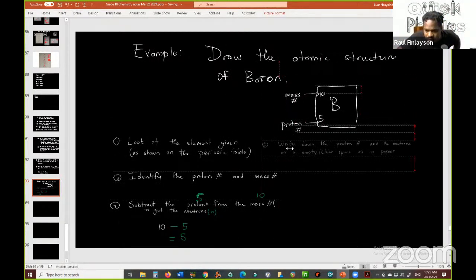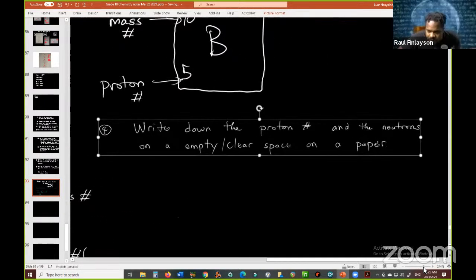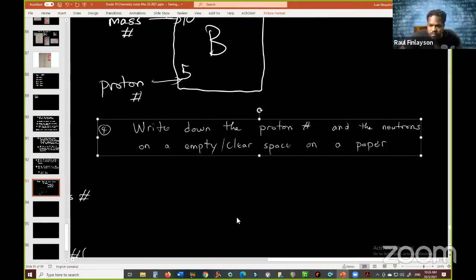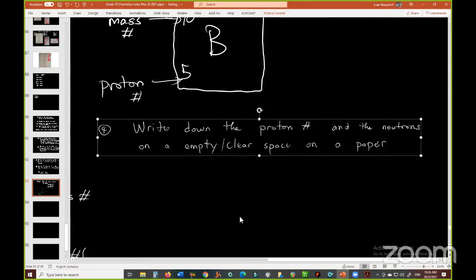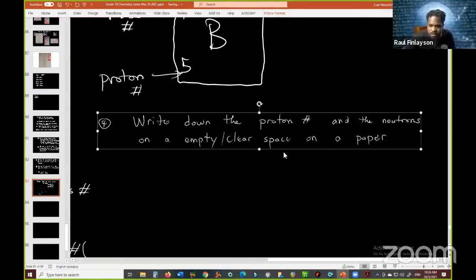Let's see if it's upside down. All right, we could zoom in so you can see it. You seeing this? Yes, sir. All right, what does it say? Write down the proton number and the neutrons on an empty or clear space on a paper. All right, so you find some space on the paper now, and you write it down.